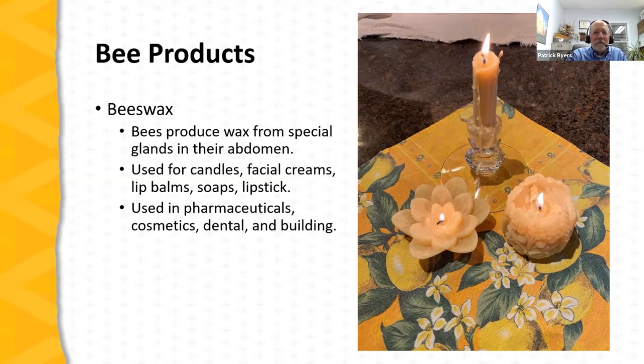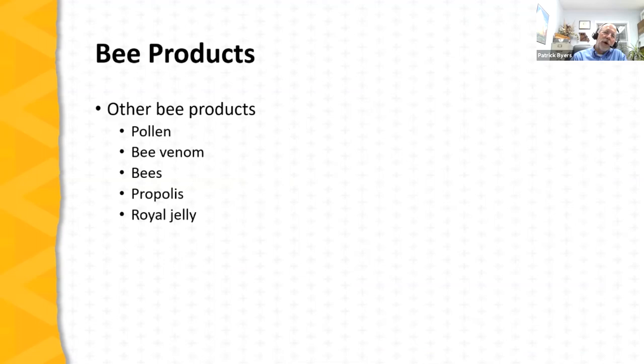Other bee products, from the standpoint of commercial production: there is a market for bee pollen. And bee venom, interestingly enough, has medicinal benefits, and there is some interest in research into some of those medicinal aspects of bee venom. There's a market for the bees themselves from the standpoint of producing nucs or split colonies. Propolis, which is, again, that material that I mentioned before that bees use to glue portions of their hives together, actually has some medicinal benefits as well, and it's used in toothpastes and other preparations.